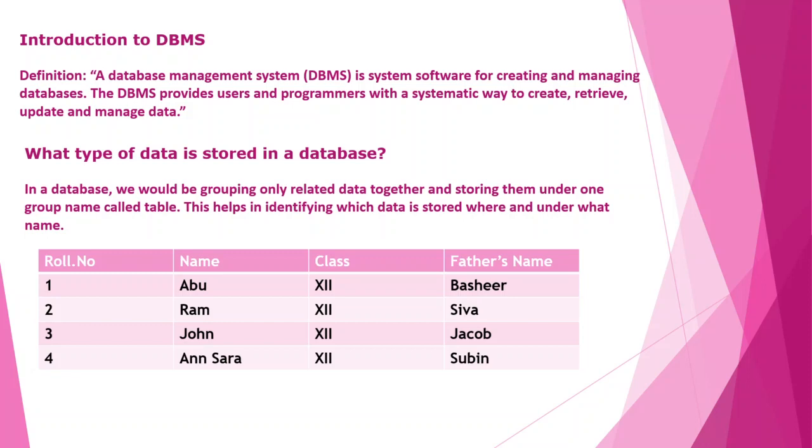This grouping of data into a single place is called a table. We would be grouping all related data together and storing them under one group name called table. What is the use of this table? It is used for identifying which data is stored where and under what name. This is why we create a table, for knowing where the data is stored and under what name.